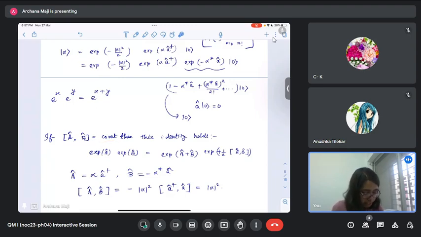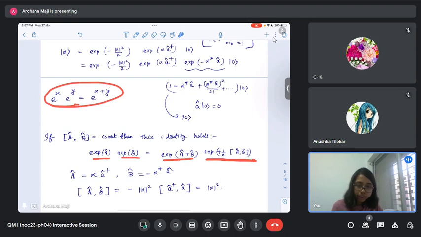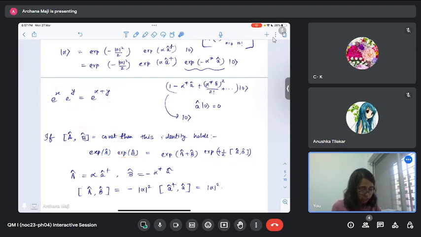Now the identity is as follows: exponential A, exponential B is not just exponential A plus B, the usual thing that you do, but there is this additional factor coming due to the non-vanishing commutator. Now, from what we have here, if we think of this particular term alpha A dagger to be A and minus alpha star A to be B, and then take the commutator of them, we get mod of alpha squared.